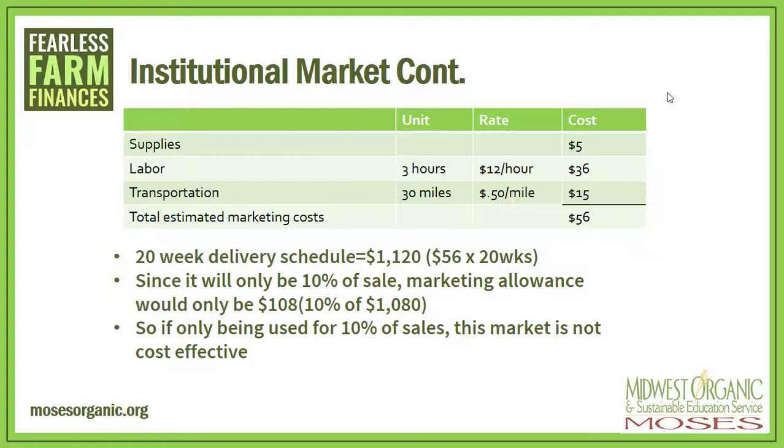So unless you can cut somewhere, this actually might not make sense. Can you keep the cost of selling to this institution to only $1,080 over a 20-week period? It's clear that if you used only 10% of your sales, this market is not cost effective. And this happens quite often. Your numbers are not going to work perfectly, which is why it's helpful to look at it.